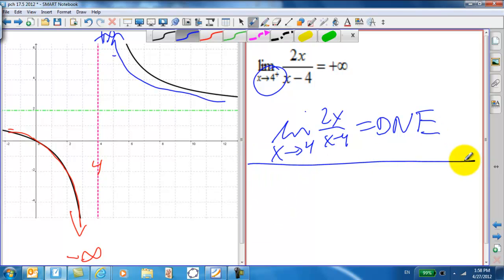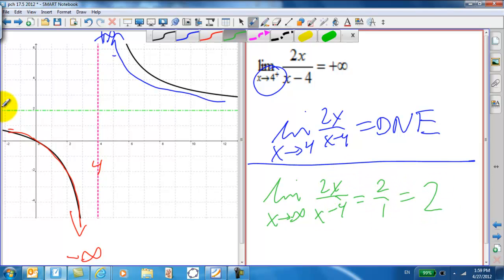Now, just to review, we did talk about this kind of limit, the limit as x approaches infinity of 2x over x minus 4. Remember we looked at that? Well, it's the first degree over first degree, so you can just look at the ratio of the leading coefficients, so you get 2, and that's where that horizontal asymptote comes into play. And that's true if you approach infinity or negative infinity.